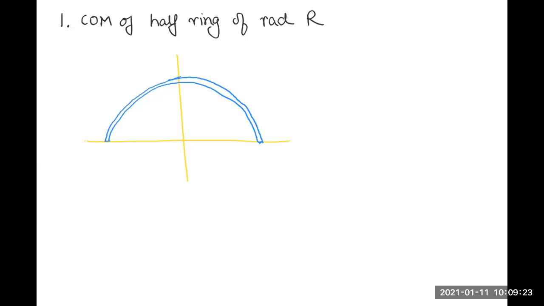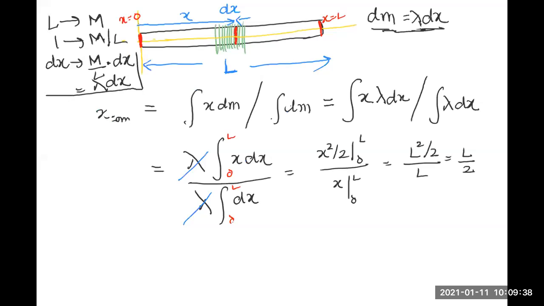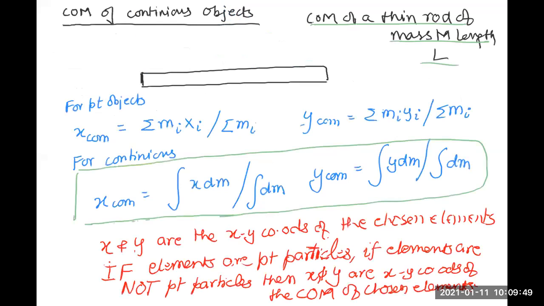So I want you to first find the x coordinate of center of mass using, of course, this formula, integral x dm divided by integral dm. Right. So let me just, somebody please take a screenshot or just write this down.